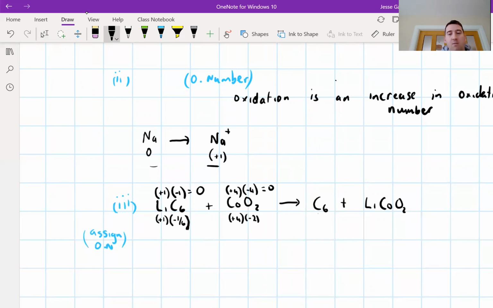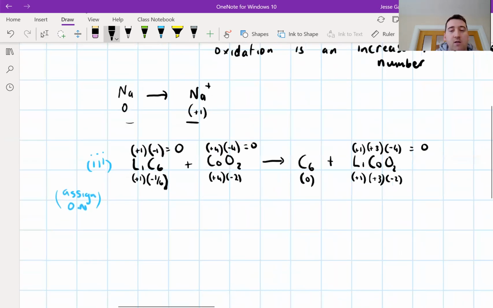Over here, this is an element uncombined, so this is 0. And then over here, we've got -2 again on the oxygen, which gives us -4 up top. The lithium has to be +1 because it's in group 1. It can only give away 1 electron, so +1. And again, the neutral compound, they must add up to 0. So what can I make the cobalt be so that it adds up to 0 here? Well, hopefully some of you have spotted that has to be +3.